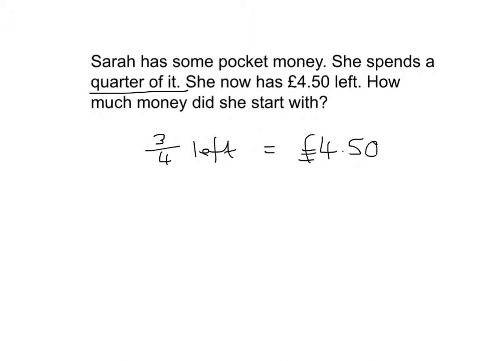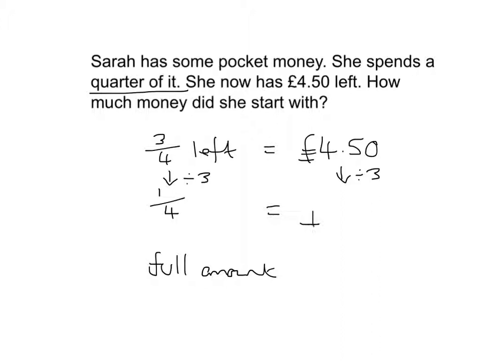So what we need to do is to work out what the full amount was. Now, the easiest way to do that is to work out what a quarter is. So 3/4 is bigger than a quarter. It's 3 times bigger. So to work out what a quarter is, the easiest thing to do would be to divide it by 3. If I divide £4.50 by 3, well, 45 divided by 3 is 15. So £4.50 divided by 3 is £1.50.